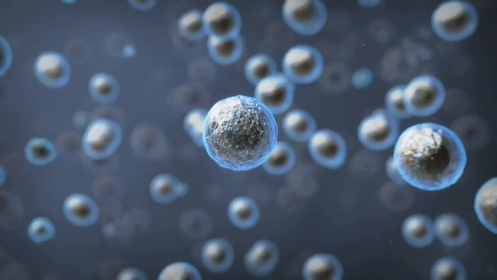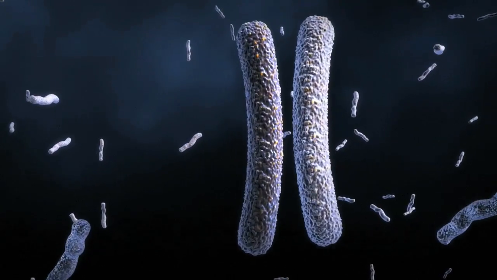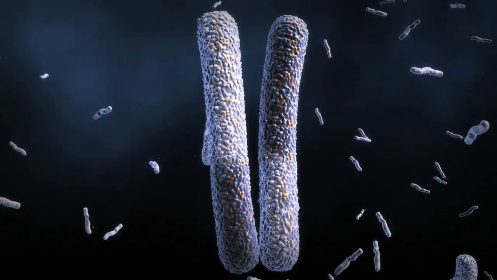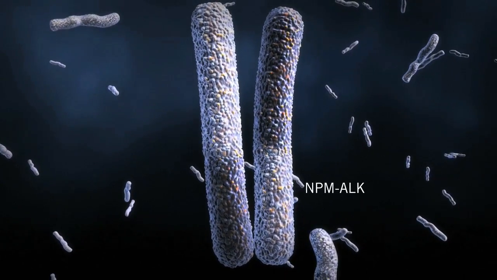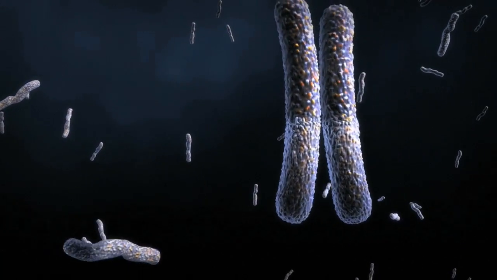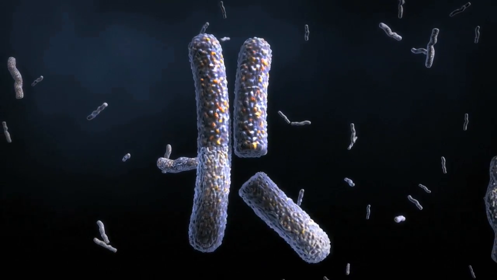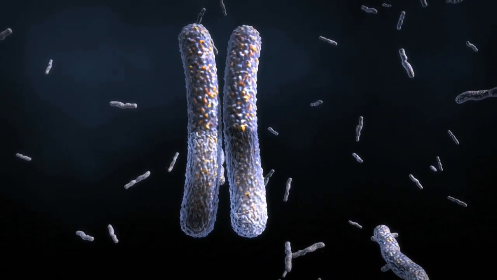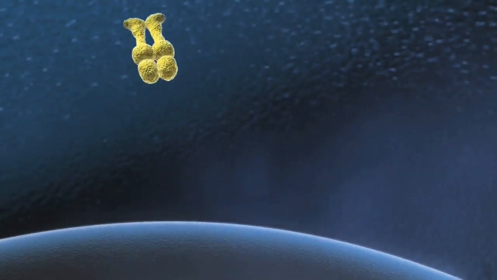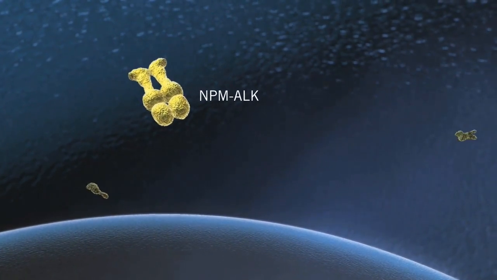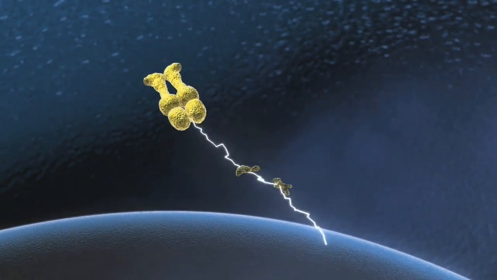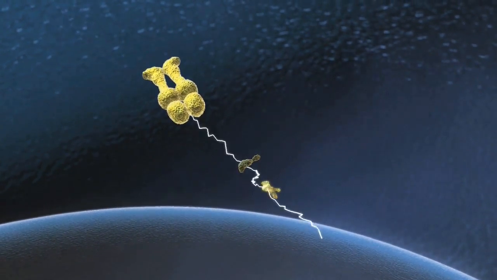In anaplastic large cell lymphoma, a translocation between chromosomes 2 and 5 fuses anaplastic lymphoma kinase, ALK, to nucleophosmin, NPM, forming the NPM-ALK oncoprotein. In non-small cell lung cancers, this translocation fuses ALK with echinoderm microtubule-associated protein-like 4, EML4, forming the EML4-ALK oncoprotein. These fusion oncoproteins autophosphorylate the ALK tyrosine kinase receptor, constitutively activating downstream proliferation and survival pathways, RAS and ERK.